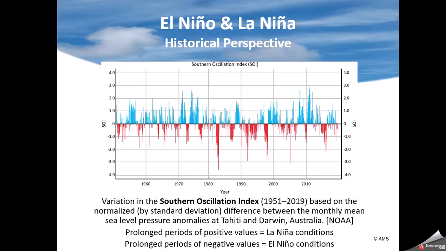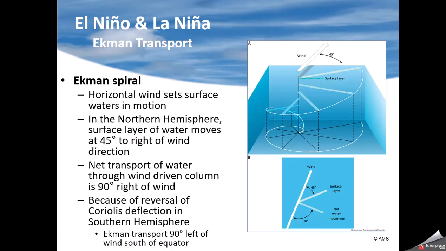And these are the historical trends of it. It goes up and down. And you can see we get periods where we have several years of El Nino and several years of La Nina. We've been in actually a La Nina this last winter and last summer.